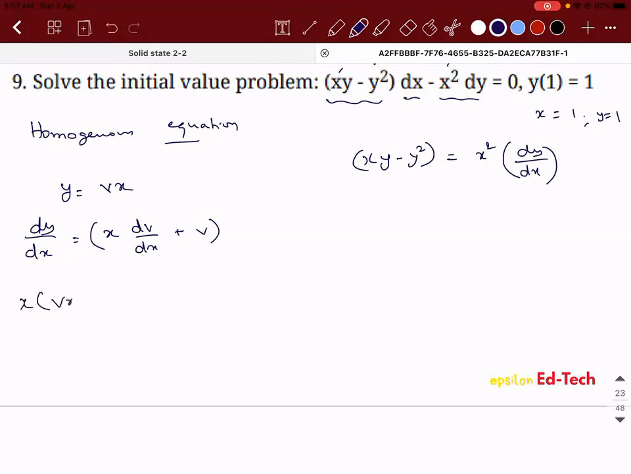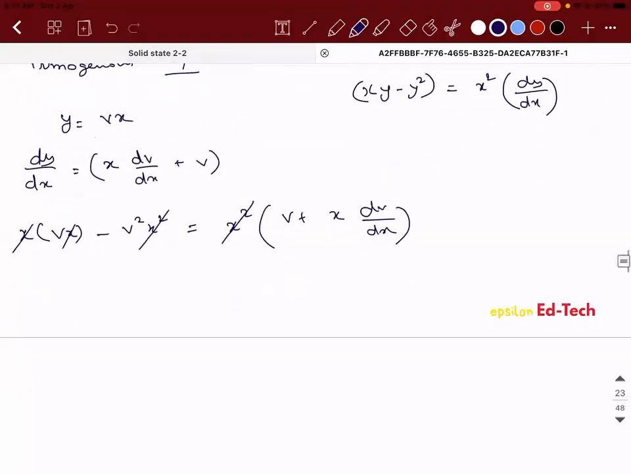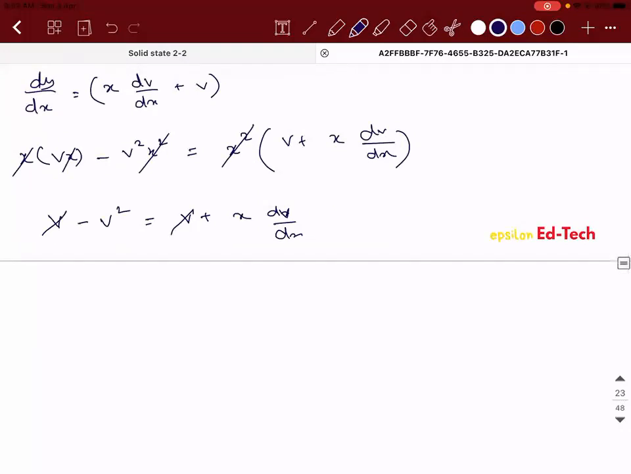So x into, in the place of y, I can substitute vx minus v square x square is equal to x square into v plus x into dv by dx. So if you observe, x square gets cancelled. So v minus v square is equal to v plus x into dv by dx. So this v and v will also get cancelled. Now variables separable: dx divided by x is equal to minus dv divided by v, which implies ln x is equal to minus ln v plus c.